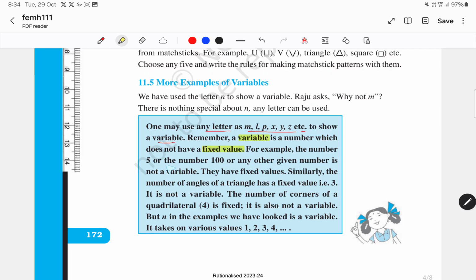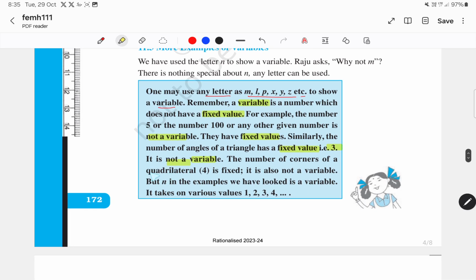A variable can change. For example, the number 5, the number 100 or any other given number is not a variable. So constant numbers, for example 5, 2, 3, 4, are not variables, they are constants. They have a fixed value. Similarly, the number of angles of a triangle has a fixed value 3, so it's not a variable. The number of corners of a quadrilateral is 4, which is fixed, so it's also not a variable. But n is the example we have looked at of a variable.